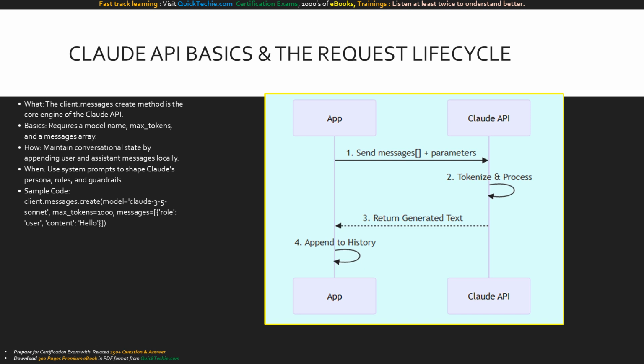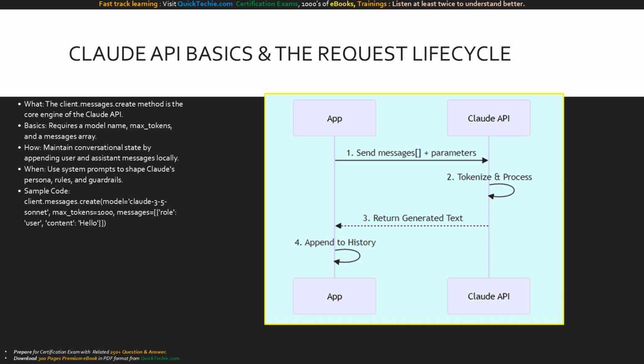Let's break down the Claude API basics. To talk to Claude, we use the client.messages.create method. It is the heart of the API. As shown in the basics bullet, you must pass a model name, a token limit, and a messages array. How do we keep context? The API is completely stateless, meaning it forgets past turns. You have to pass the entire conversation history, both user and assistant messages, every time you make a request.